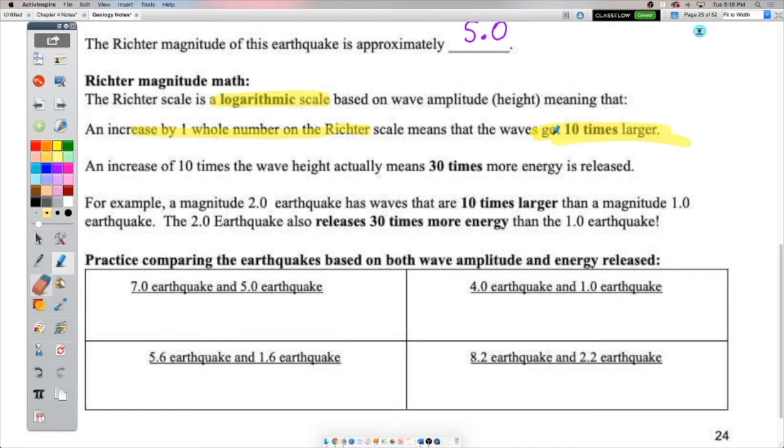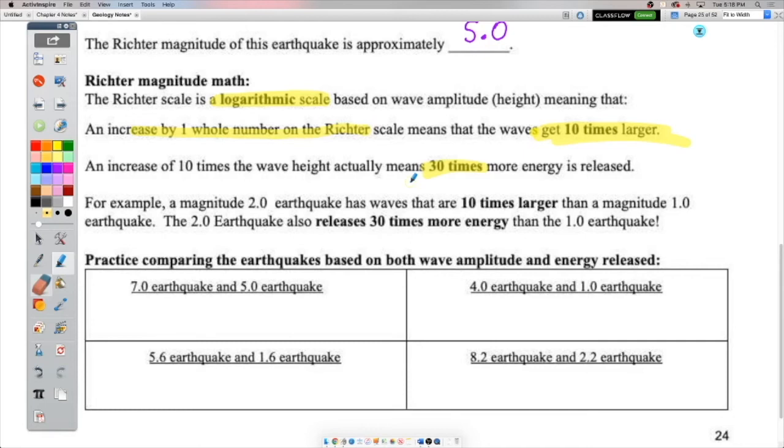A 3.0 earthquake has 100 times larger waves than a 1.0 earthquake. And that's not even where the craziness ends. An increase of 10 times the wave height actually means 30 times more energy is released. So when you're comparing the earthquakes based on how much energy is released, you don't go times 10 times 10 times 10 for every difference. You go 30 times 30 times 30 for every difference.